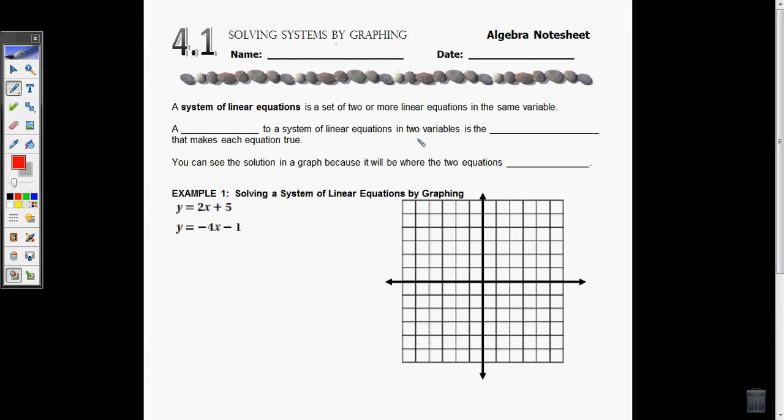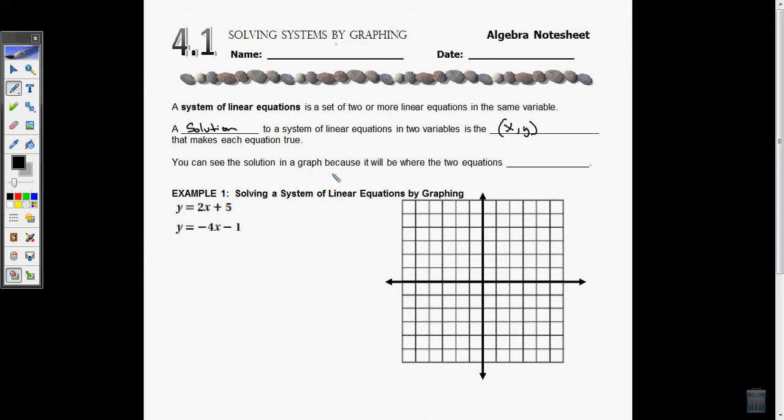Alright, now first of all, we need to figure out what a system is. A system of equations is basically two or more equations that involve the same variables, and the variables mean the same things. A solution to a system like that is the xy coordinate point that makes each equation true.